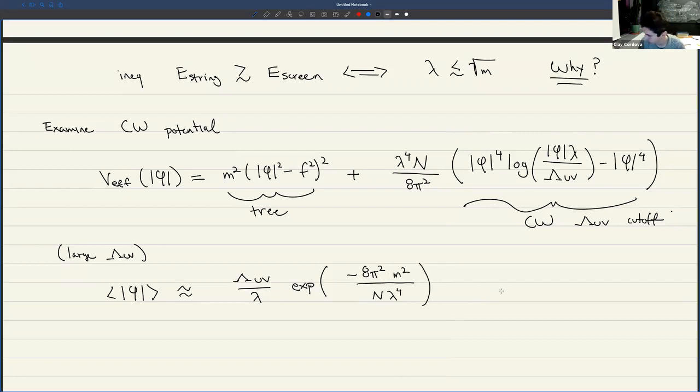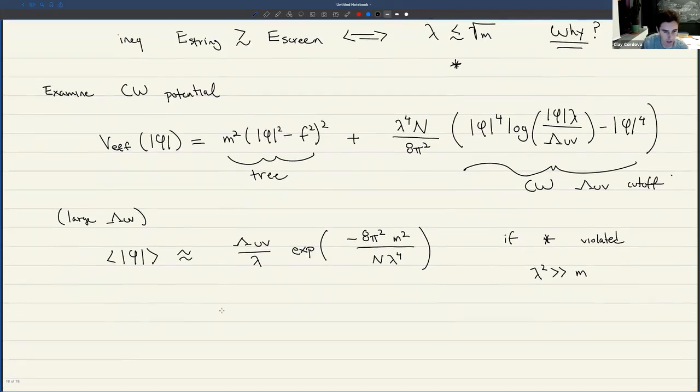And here I'm ignoring some finite shifts that are not important for what I'm talking about. So let's look at this inequality, star. What happens if star is violated? Then that means that lambda squared, the Yukawa coupling, is much bigger than the quartic coupling M. And then you would find that this would be larger than the UV cutoff. That's bad news. So this means that the effective field theory breaks down.